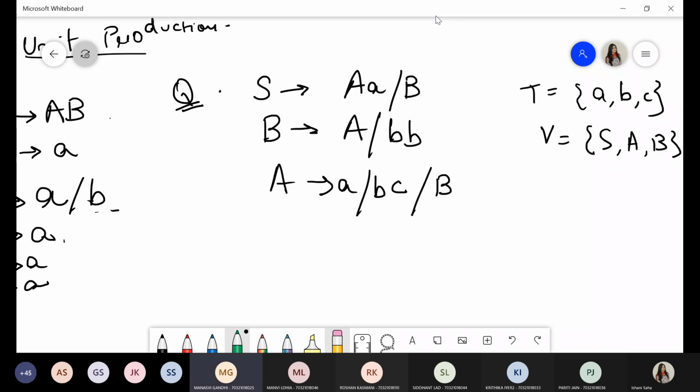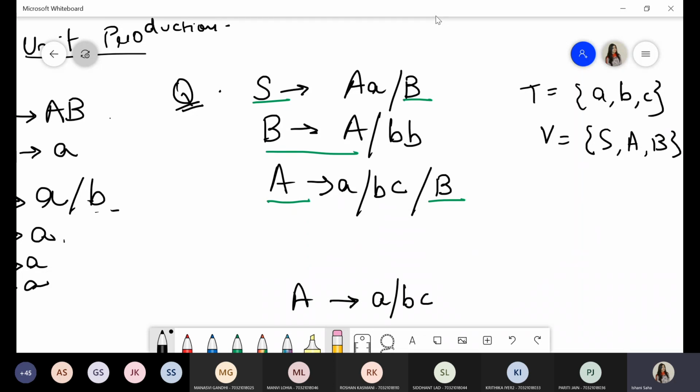And A to B, A then and B C to A, and S to B. Yes. These three are the unit productions. So you just have to replace them with the terminals. Yeah. So A, I'm going to write it as A, B, and C, right?